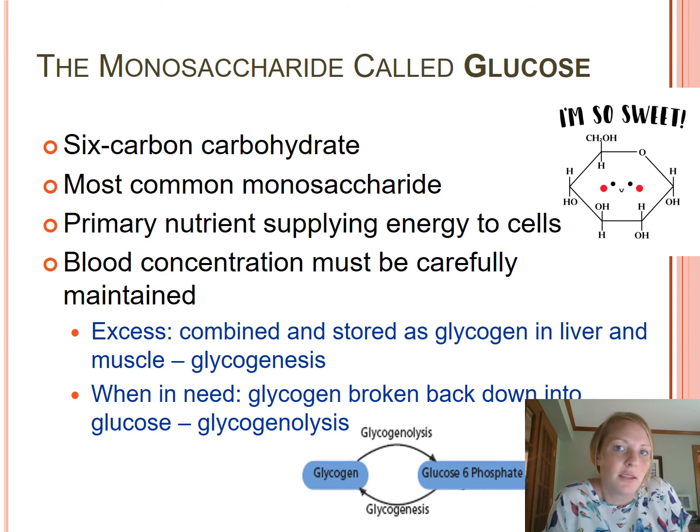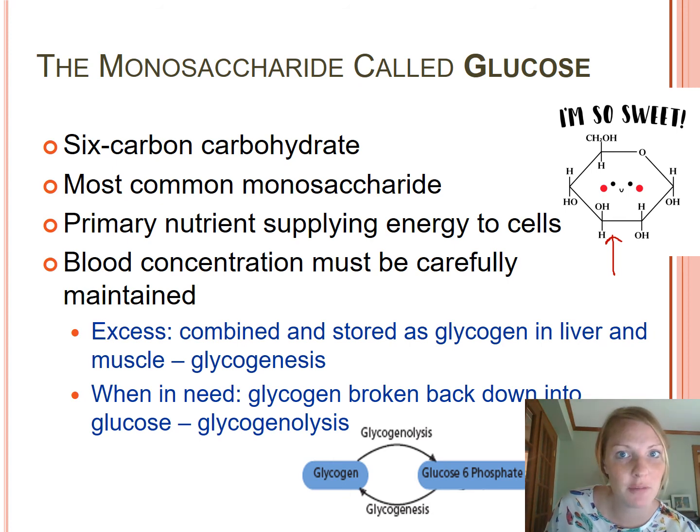I thought it's worth giving glucose its own little slide, because it's such an important molecule. It's our number one sugar that our body prefers to use as a source of energy. It's a basic 6-carbon carbohydrate. Here it is. You don't have to know the chemical structure, but I'm just putting it out there to show you what it looks like. It's the most common monosaccharide, and the primary nutrient for our cells and what they mostly prefer.